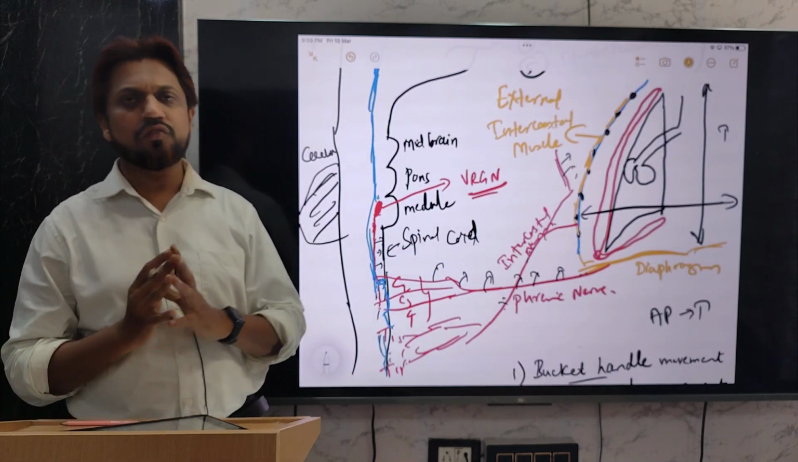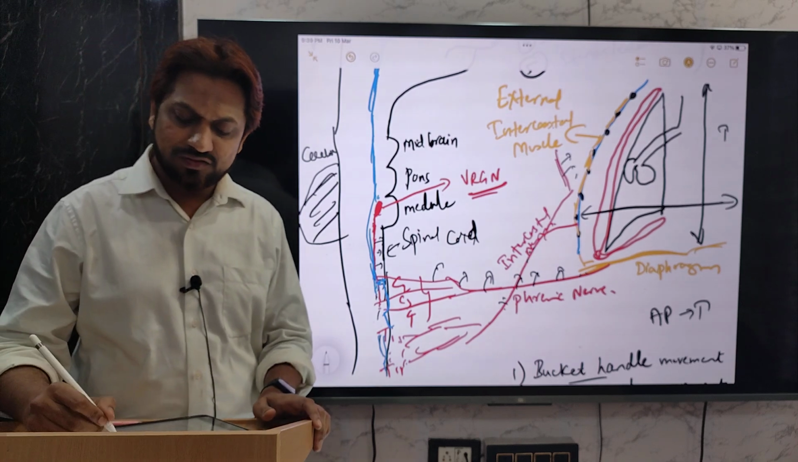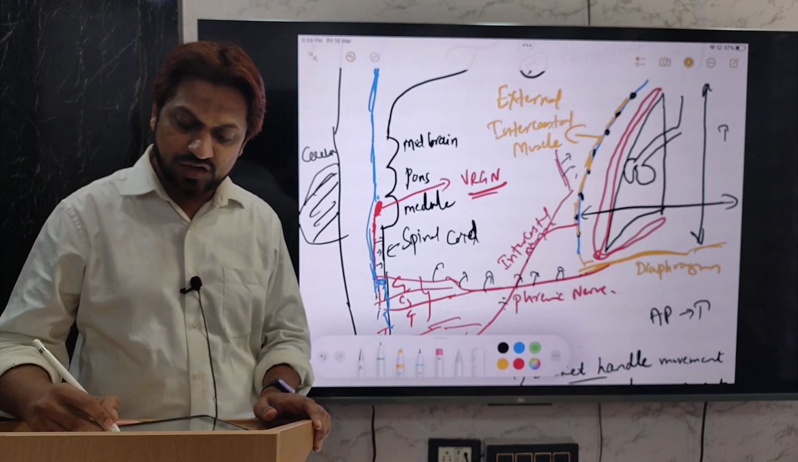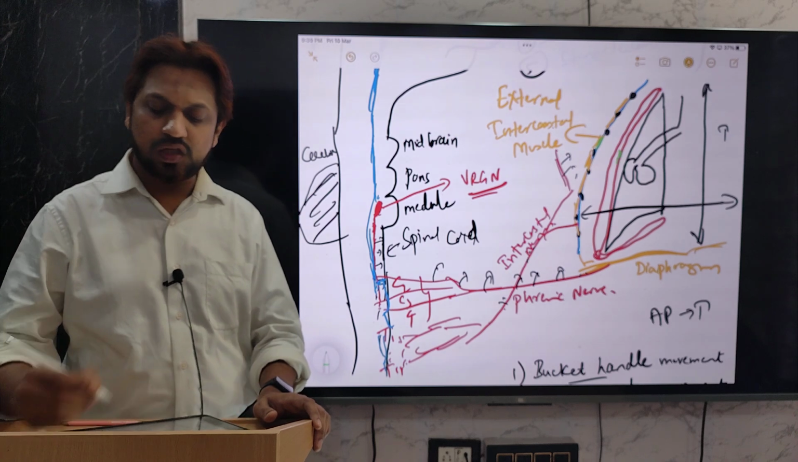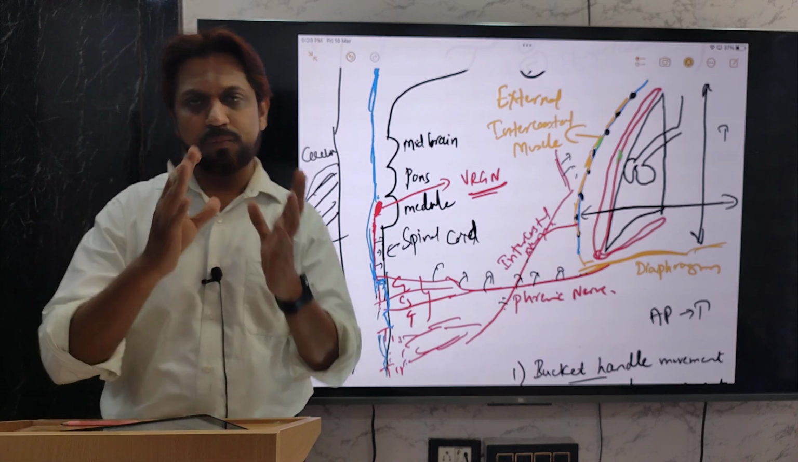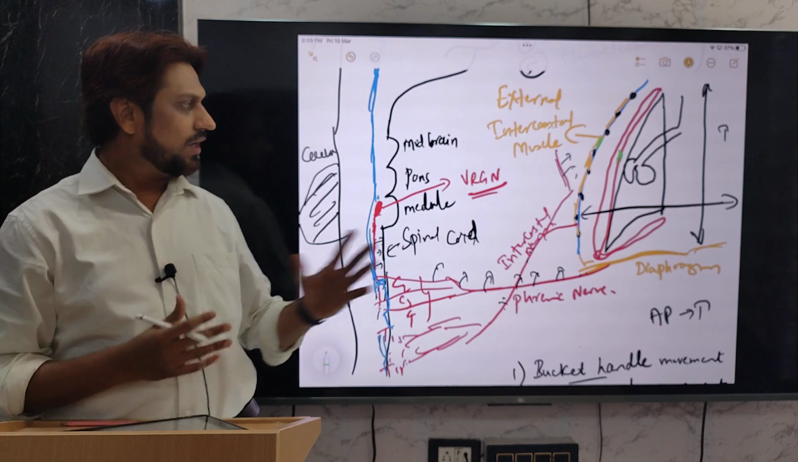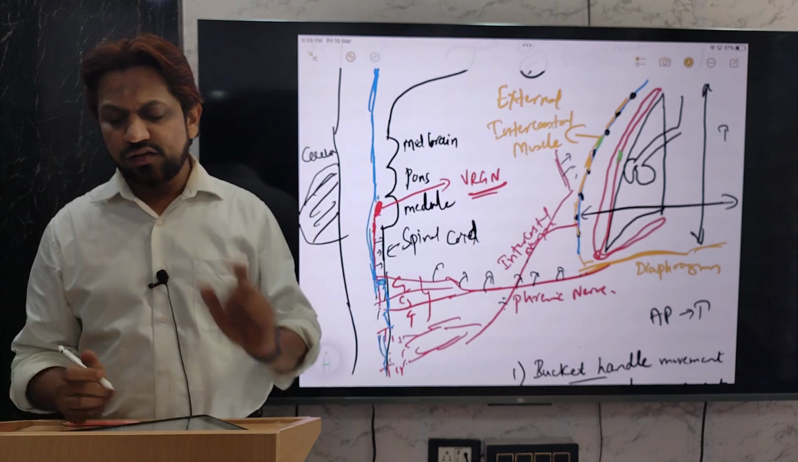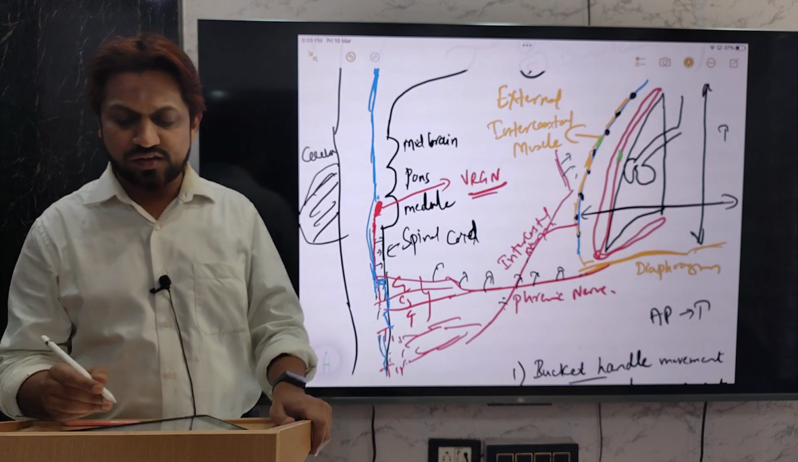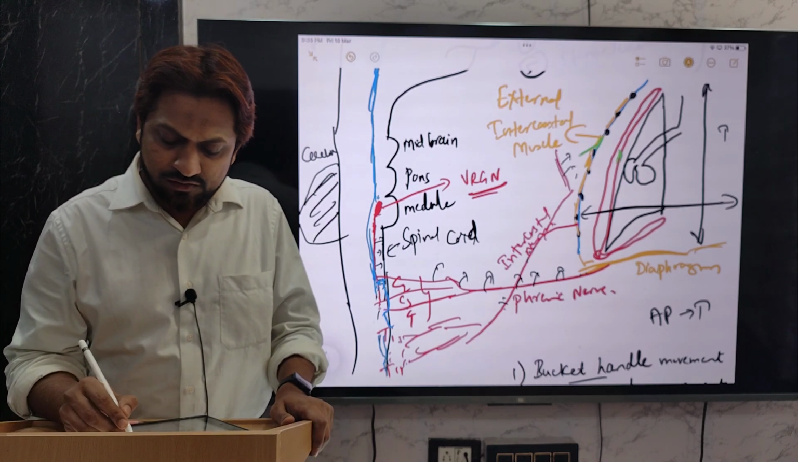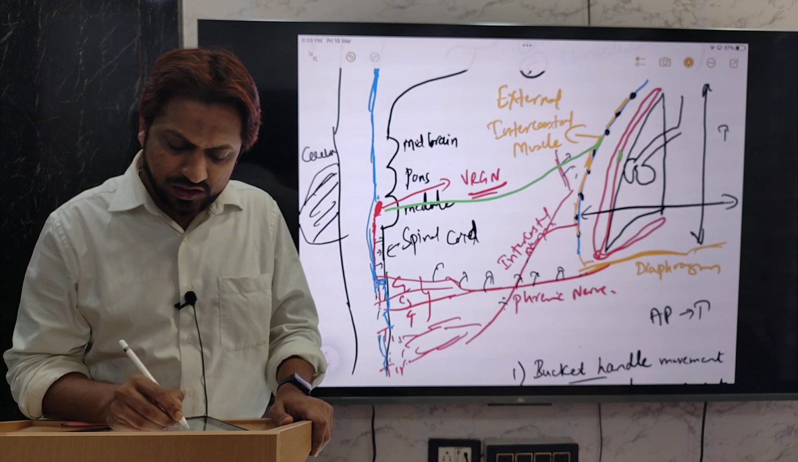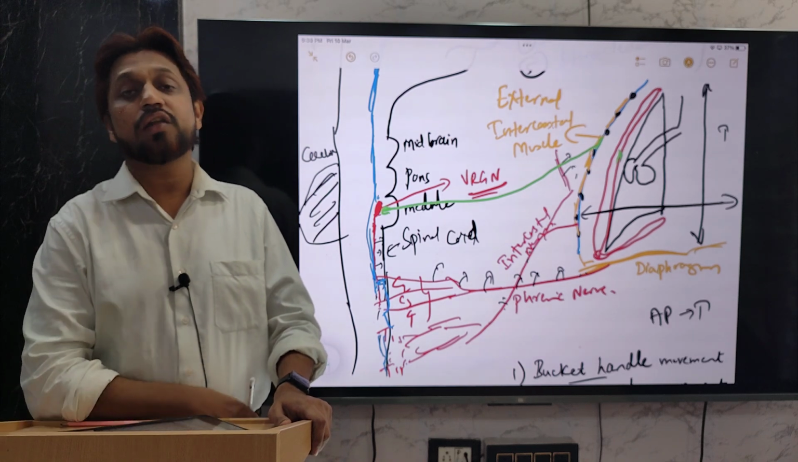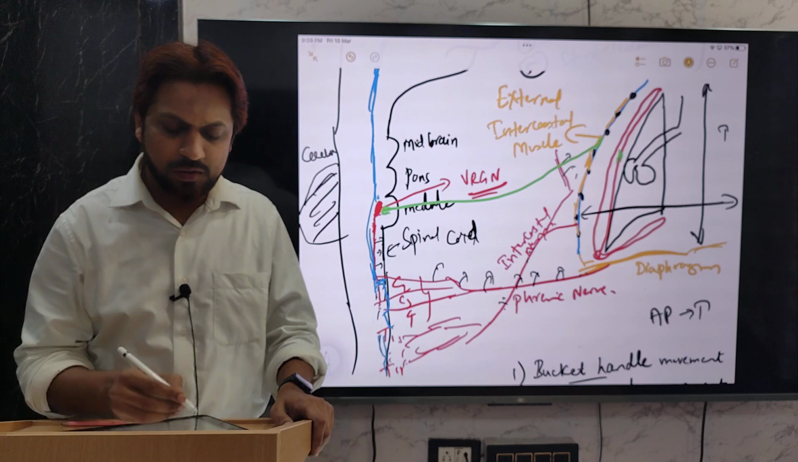After the end of inspiration, there are certain stretch receptors present in the chest wall and also in the lungs. Whenever the lungs are expanded and the thoracic cage or chest wall is expanded, these stretch receptors, which act as sensors, are stimulated, and they send a signal to the respiratory neurons in the medulla, the ventral respiratory group of neurons, to inhibit it.